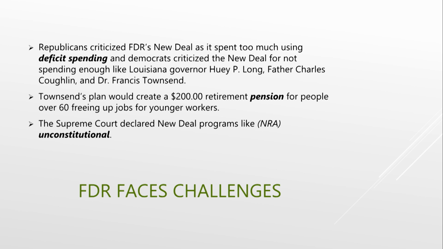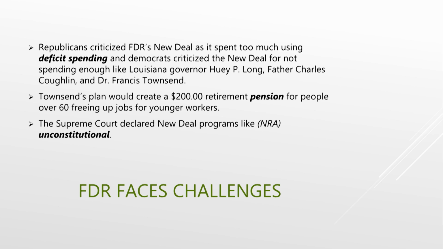One of the most popular critics of FDR at this particular time was Louisiana Governor Huey P. Long, and then Father Charles Coughlin and Dr. Francis Townsend. So these were 3 people from 3 different walks of life, or 3 different segments of the community or society that were attacking FDR also.